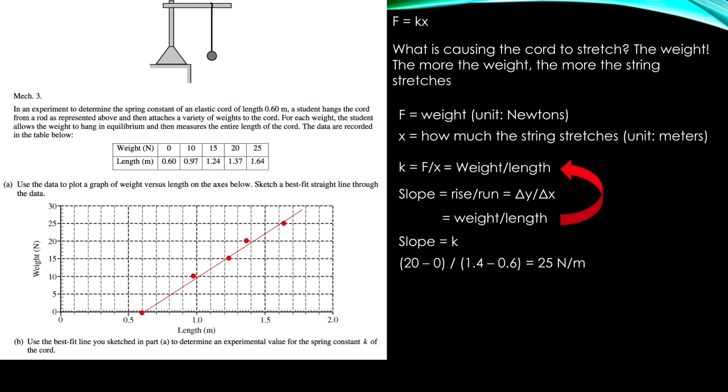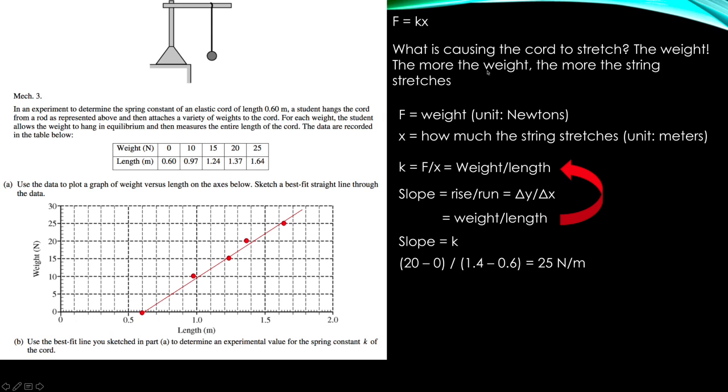So part B asks us to use the best fit line we sketched in part A to determine an experimental value for the spring constant k of the cord. So in this part, we should think about the equation F is equal to kx. We want to look at this cord as a spring. They basically say it here, the spring constant of an elastic cord. That's implying that this is a spring and it acts in the same manner that a spring would. So we use this equation to develop an analysis that will help us find the experimental value.